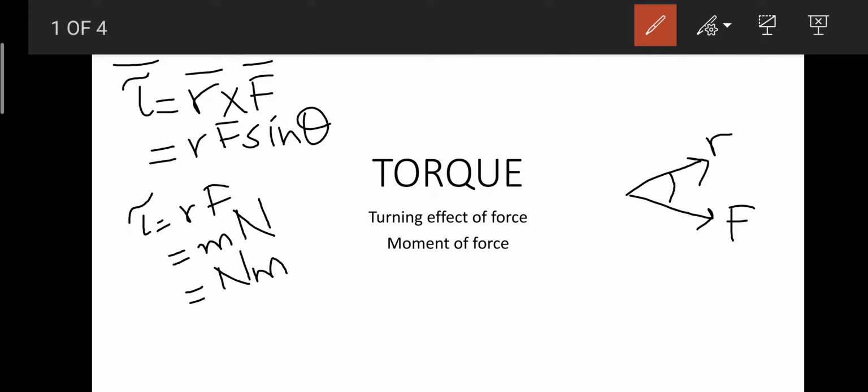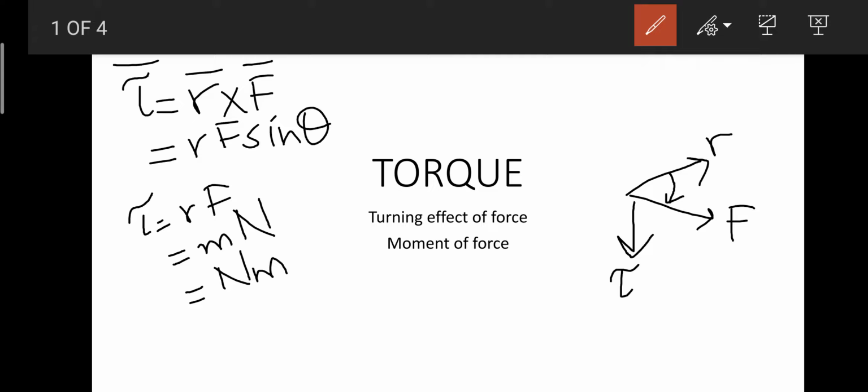So we will curl the fingers starting from r to f, and the thumb will indicate the direction of the torque, which is perpendicular to the plane in which r and f are placed. So this is the direction of torque, or you can say the direction of the normal, which is indicating the direction of torque. So that's how we can calculate the direction of torque.